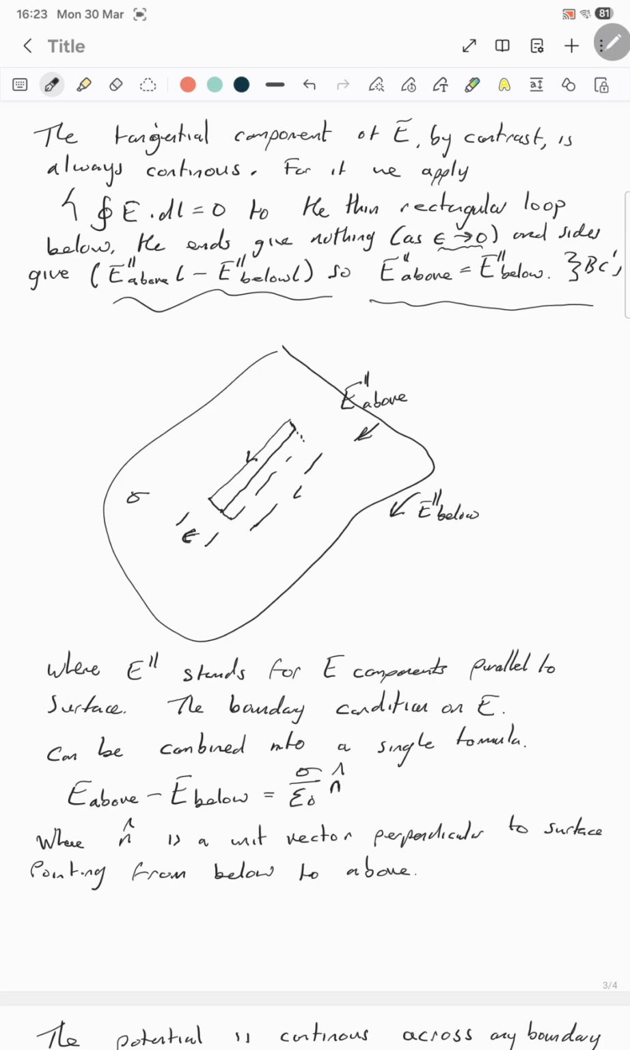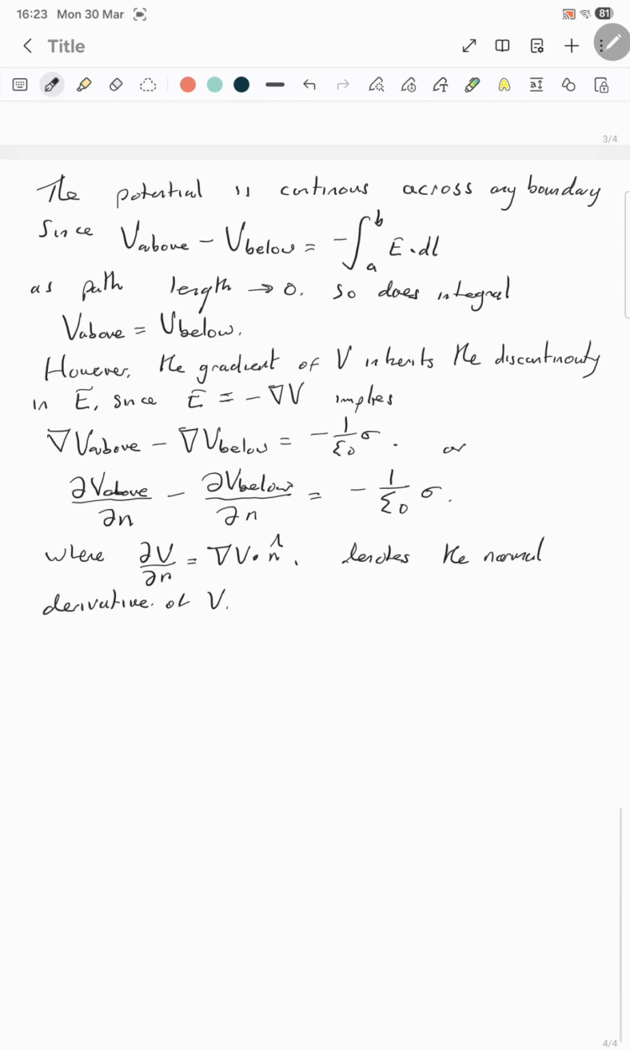Now, parallel to the surface. The boundary condition of the electric field can be combined into a single formula here, where n is our unit vector, n hat, normal and perpendicular to the surface, pointing from below to above. Now, the potential is continuous across the boundary, since here, again, is our potential formula.